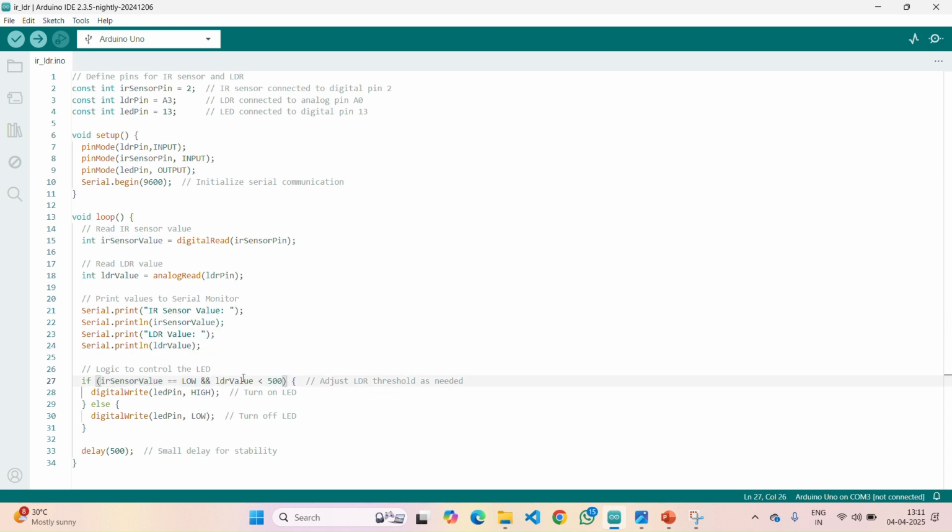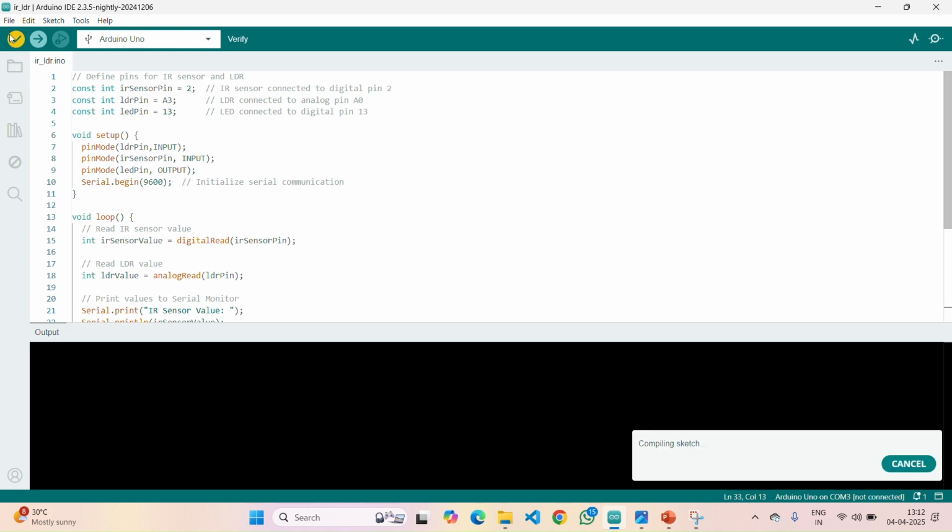Now if motion is detected and there is a low intensity value, then only we are going to turn on the LED. Digital write LED high means we are going to turn on the LED. Otherwise no need to turn it on. We have given a delay of 0.5 seconds. We can also give it as 5 seconds by adding one more zero. That's not an issue. Let me keep it. Let me compile the code.